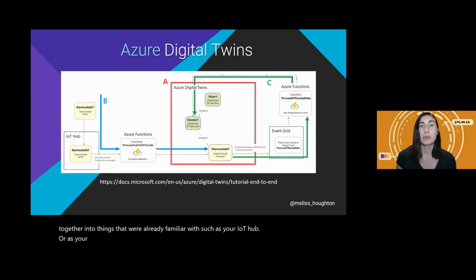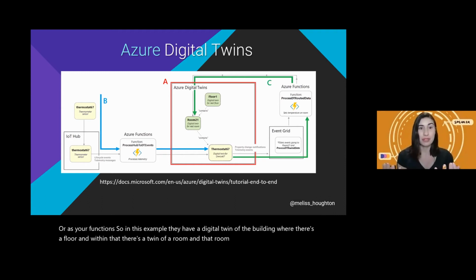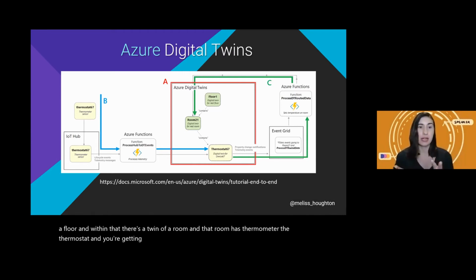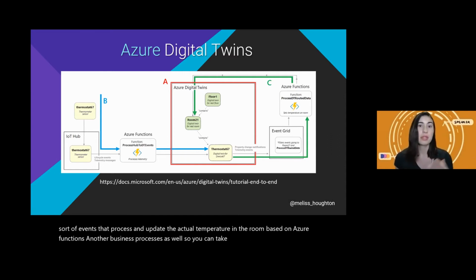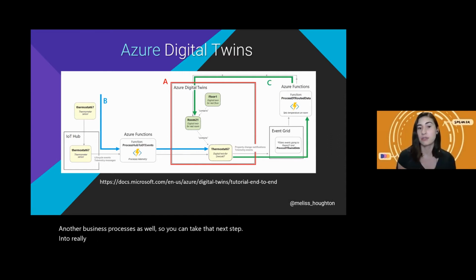So in this example, they have a digital twin of a building where there's a floor, and within that, there's a twin of a room, and that room has a thermometer, a thermostat, and you're getting real-time information in from your IoT Hub, and you can have events that process and update the actual temperature in the room based on Azure Functions and other business processes as well. So you can take that next step into really automating and taking advantage of AI and machine learning and all different kinds of things.